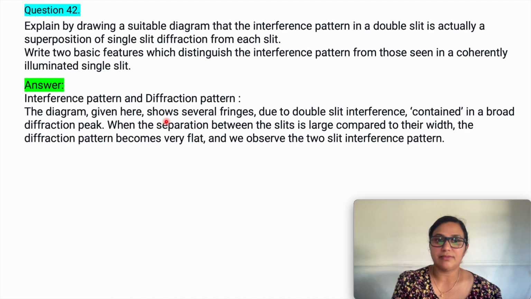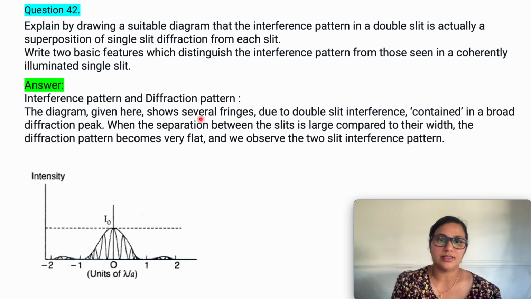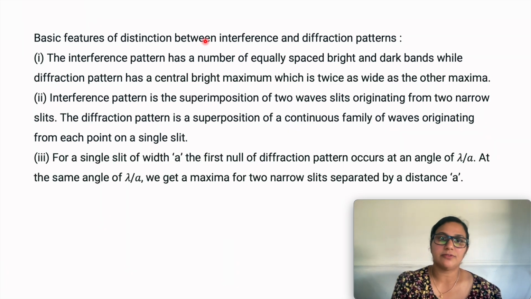The diagram given here shows several fringes due to double slit interference contained in a broad diffraction peak, that's at this point. When the separation between the slits is large compared to their width, the diffraction pattern becomes very flat and we observe the two slit interference pattern. So basic features of distinction between interference and diffraction pattern are as follows. So you can write any two differences.